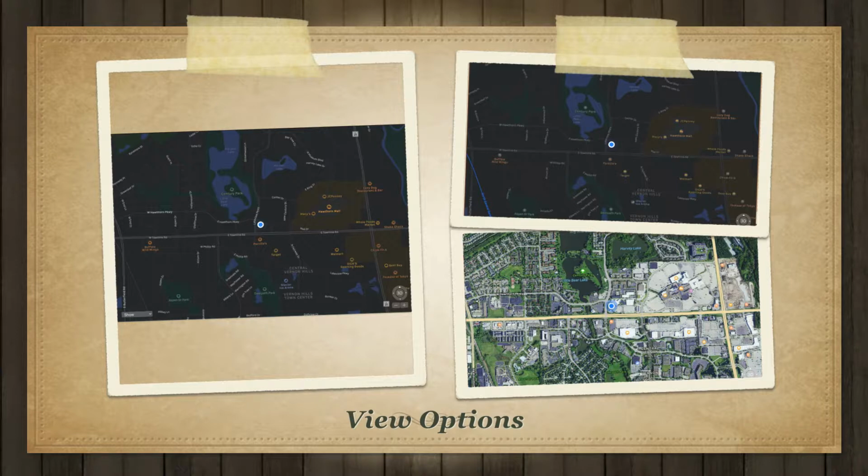There are view options. The first one is the basic one, which is the classic map. The second one is the transit map, which shows you some transportations that you can use wherever you go. And the last one is the satellite map.